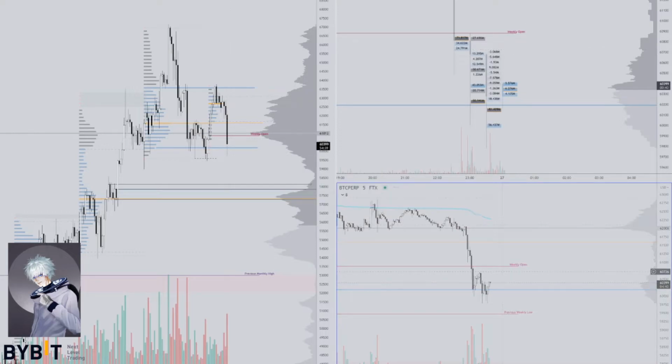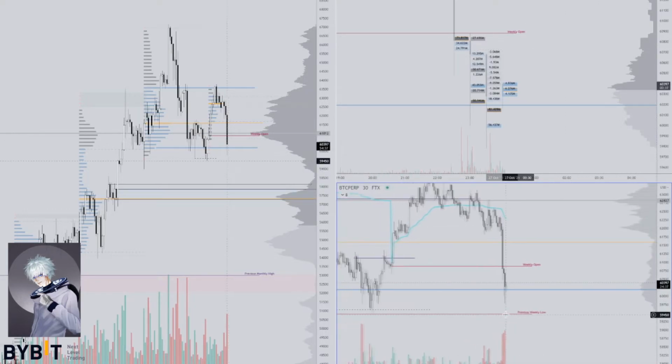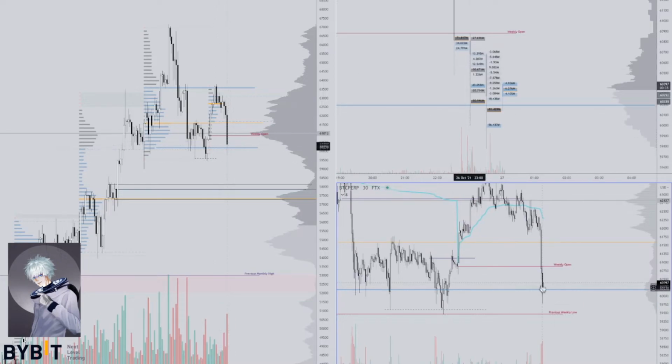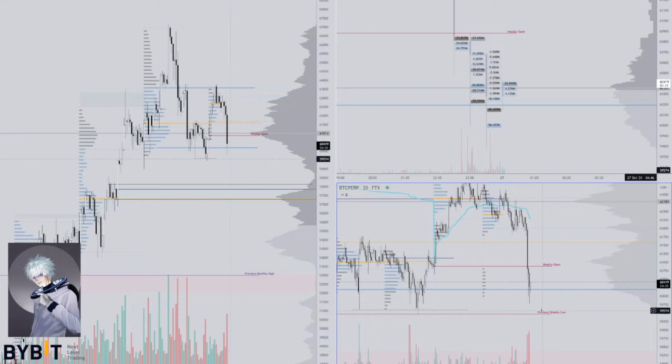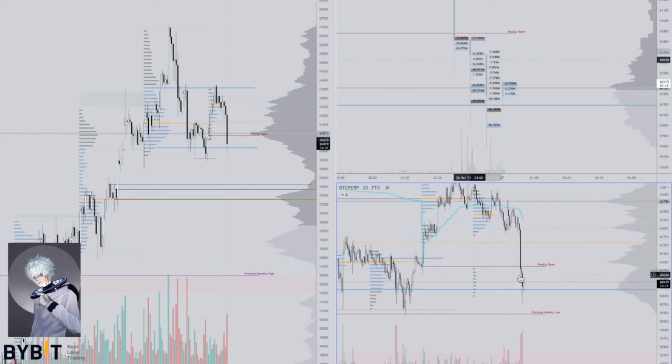Take a quick look at the 30-minute and the profiles again. Right, so we had a decent sweep into this level. We're still holding this level on the wicks. Seems decent. We do have some single prints that filled in here into the POC, and the POC would be the target for this trade. I don't really want to be looking for more than that.